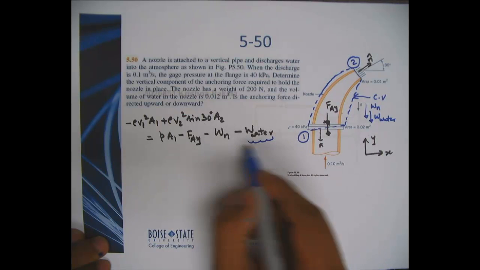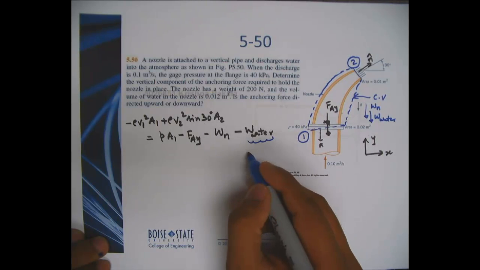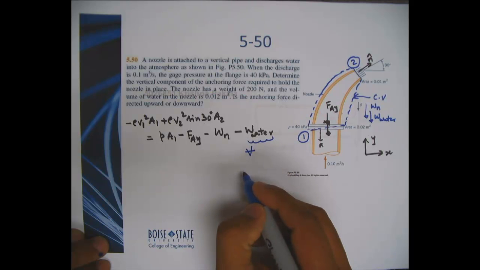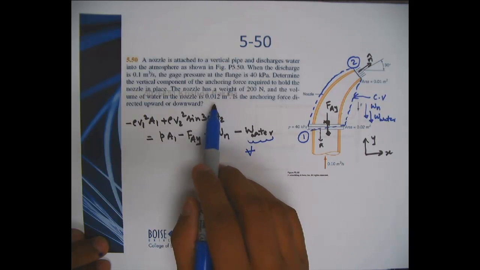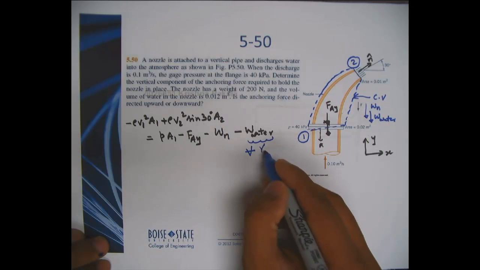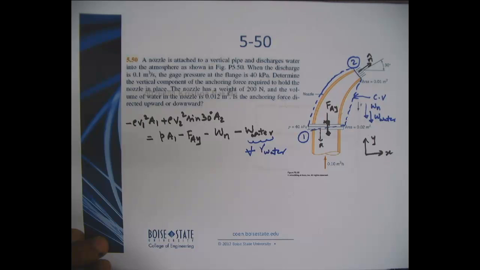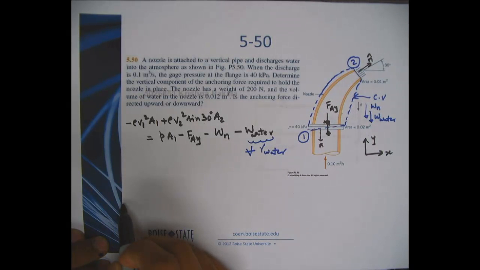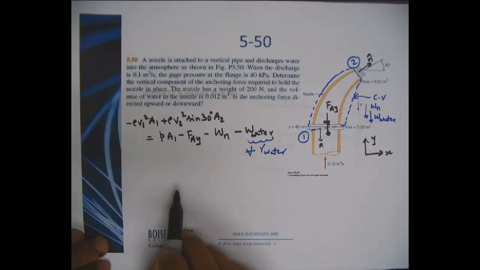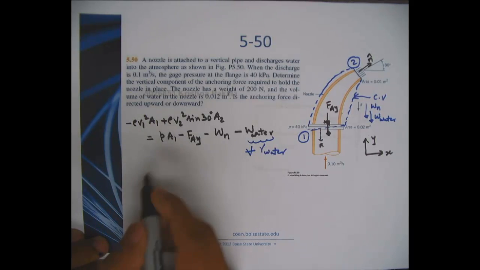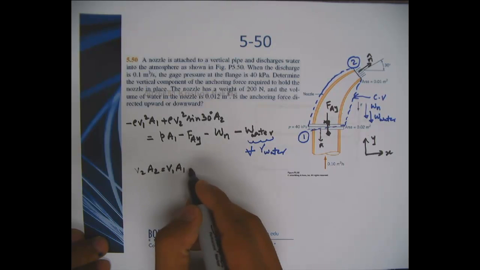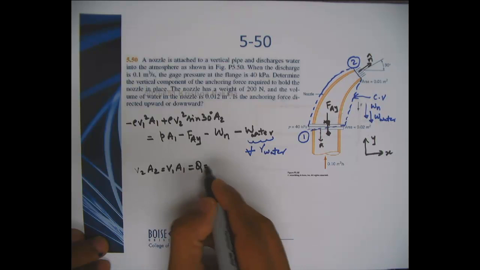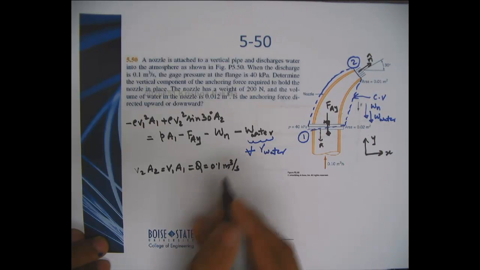I know the weight of the nozzle. Weight of the water, I can write as the volume of water, which is given here, times the specific weight of water, which you can find from the tables. So that would give you the weight of water in this region. Okay, so if you look at this equation, you don't know V1 and V2, but you know V2A2 will be V1A1, conservation of mass, which will be equal to Q, which is 0.1 cubic meter per second.